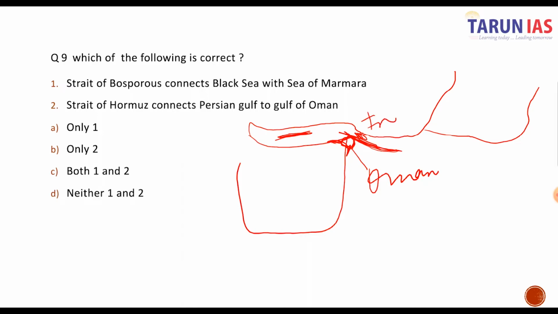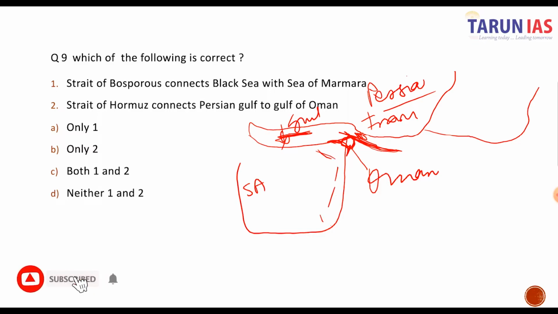This is Iran, whose earlier name was Persia, therefore it is named as Persian Gulf. This is Saudi Arabia, and these are the countries which are located here, like Kuwait, Qatar, UAE, Bahrain, etc. The West Asian countries. This is Gulf and this is Gulf of Oman.